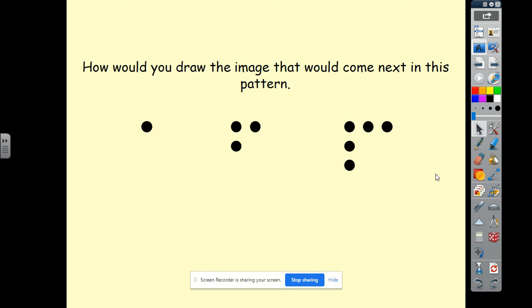I just put together this really short video for you to have a look at sequences so we can have a look at the next step. So looking at the screen, you'll see here we've got one dot, then what's happened to this one, and then what has happened to this pattern here. So what would you expect the next one to look like?